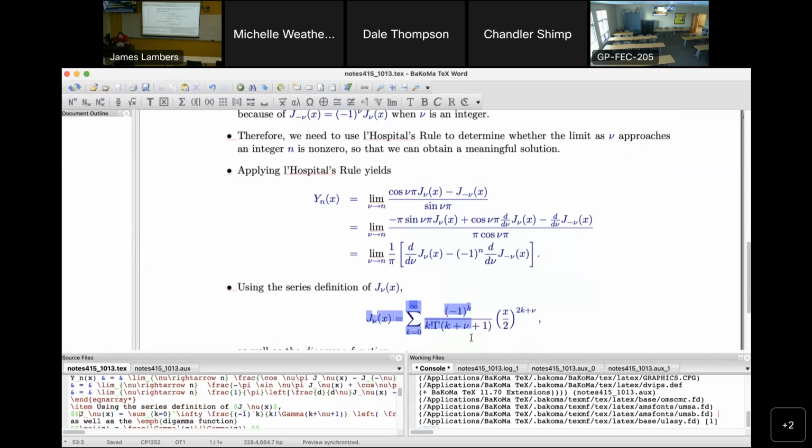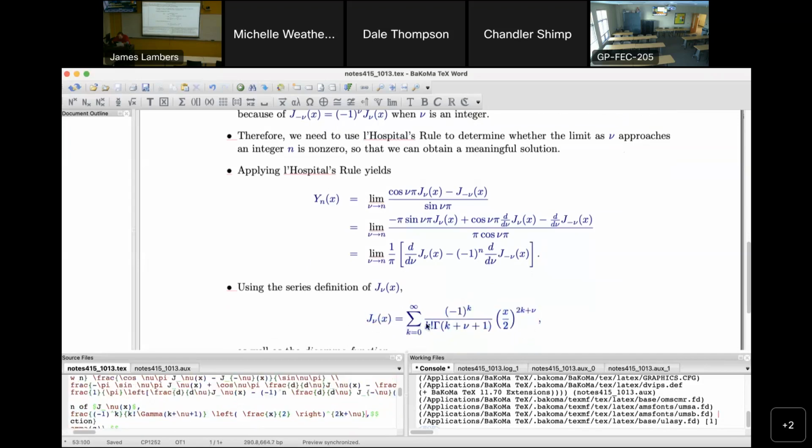Okay, so here's the series definition of J nu that was established before. Using a gamma function, it's a generalization of factorial to non-integer arguments. So what I'm going to do is substitute this series definition of J nu in here, and then try to simplify it as much as possible.